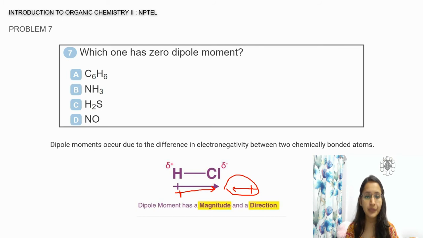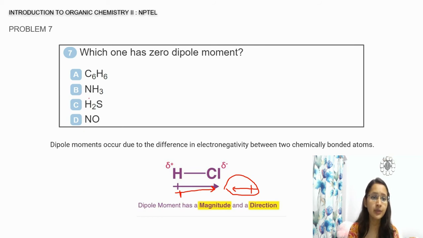Okay, so mark my words: if in a system we have dipole moments which are equal in magnitude and opposite in direction, then the dipole moment of that particular molecule is zero. Okay, and also in the case of symmetrical molecules, the dipole moments are zero.